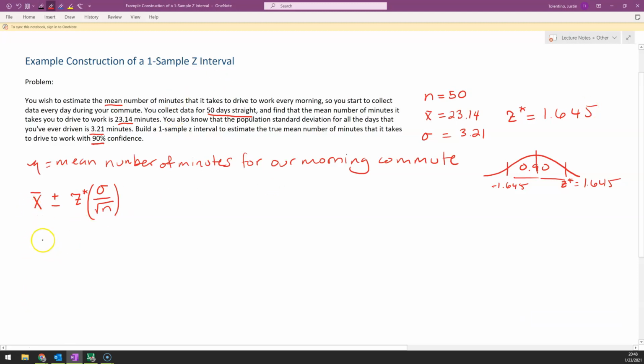So plugging in the values, x bar was 23.14, plus or minus our z star, well, we're going to go 1.645 standard deviations away times the standard error, which was our standard deviation of the population, 3.21, over the square root of n. So if we work this out, we'll just do a little bit of the math here. If I multiply 1.645 times the standard error into a calculator, this will give us 0.747.